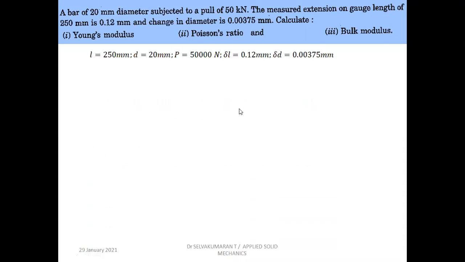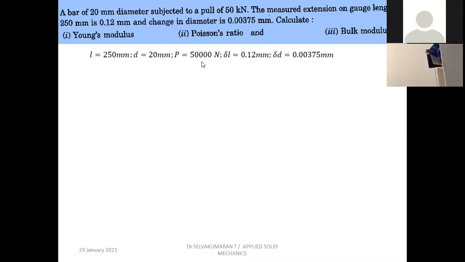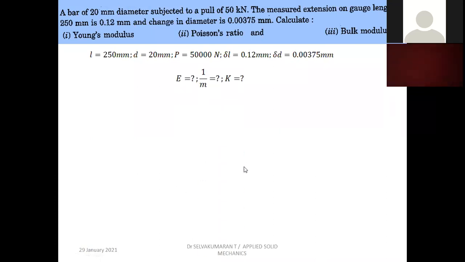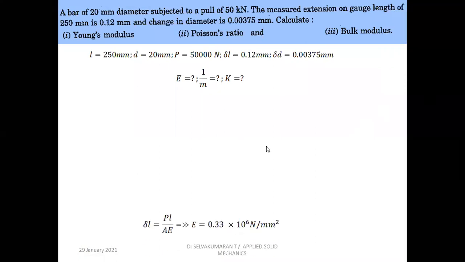So the given data: length 250 millimeter, diameter 20 millimeter, load is 50,000 Newton, delta L is 0.12 millimeter, and change in diameter is 0.00375 millimeter. So we have to find out the Young's modulus, Poisson's ratio, and bulk modulus.